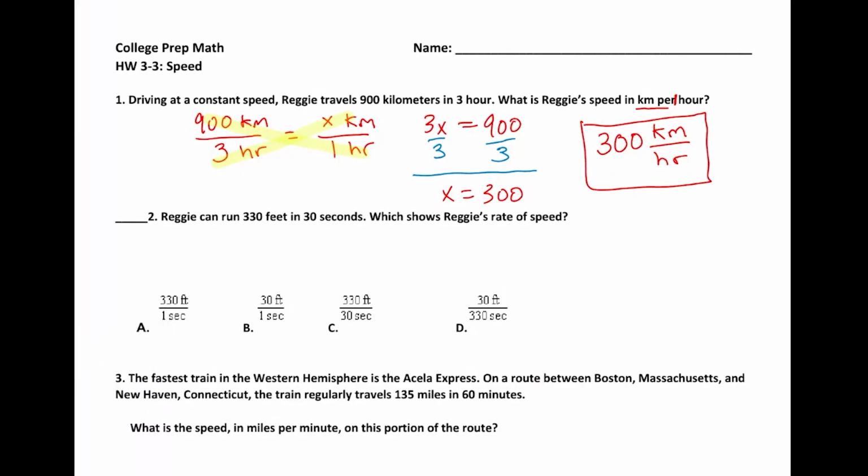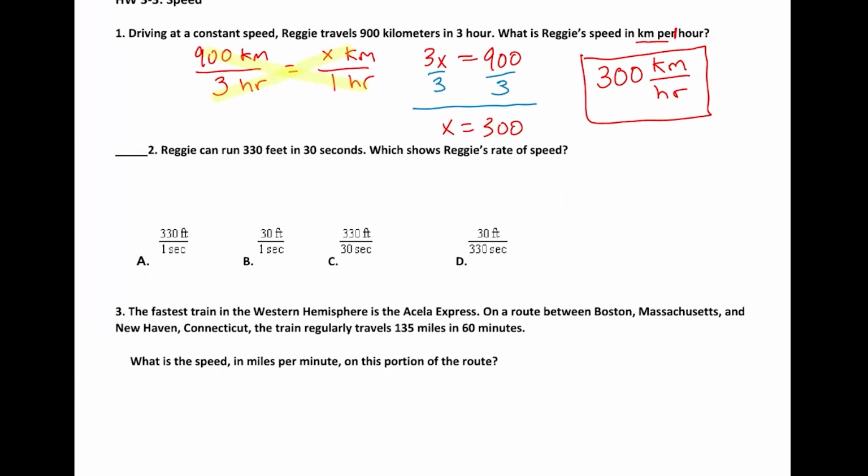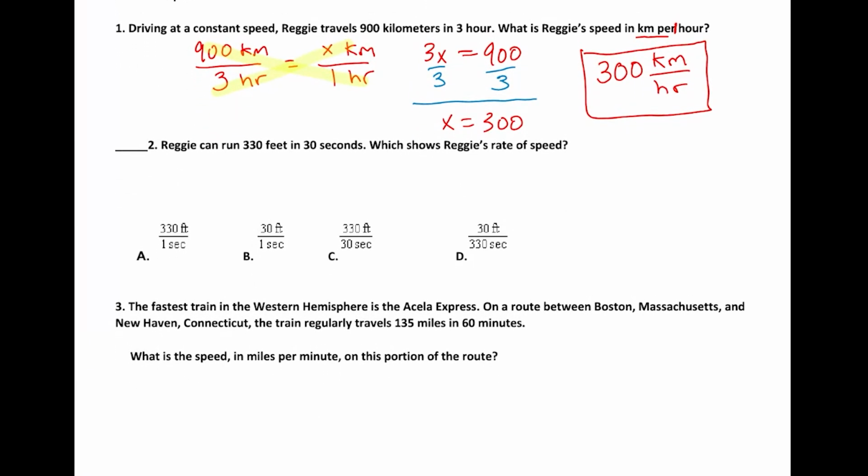Number 2 is a multiple choice question. It says Reggie, we're still dealing with Reggie here, can run 330 feet in 30 seconds, which shows Reggie's rate of speed. So just make sure speed is a distance per time. So I'm looking at all these. I see distance per time. Reggie runs 330 feet in 30 seconds. There's really not much to say about this. The answer is C.